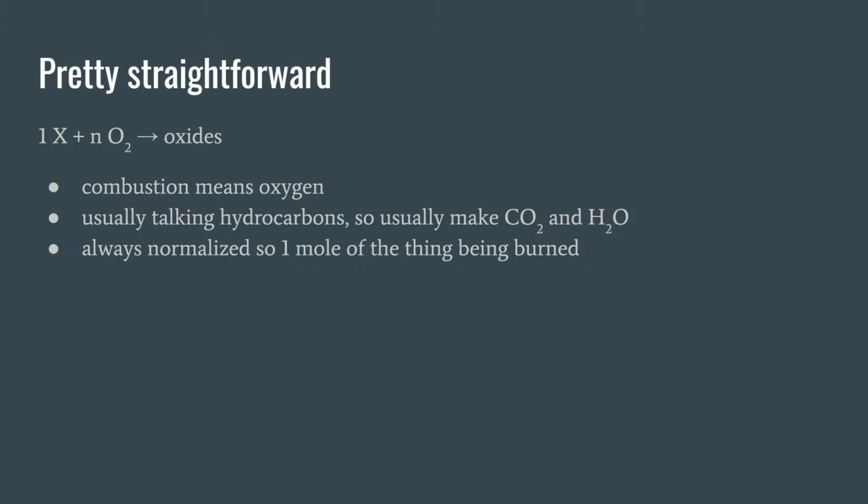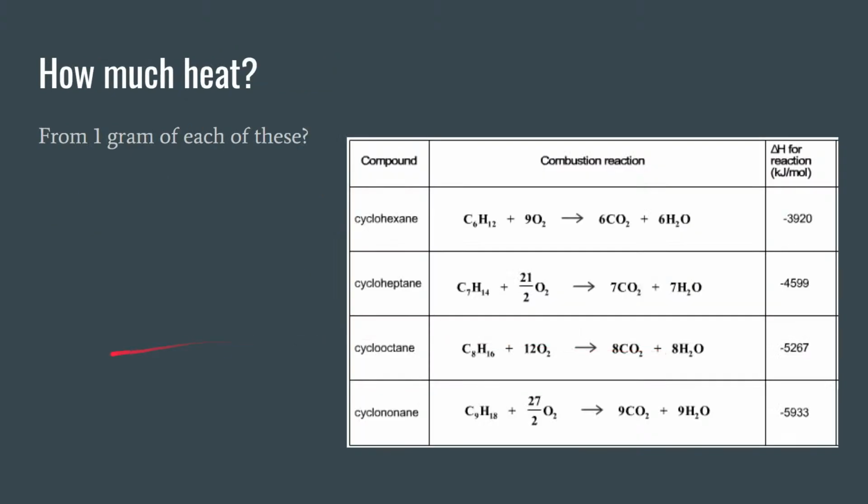So we're going to get more fractions for these. And you'll get a table that looks like this. So 1 mole of cyclohexane plus 9 oxygen molecules makes 6 carbon dioxide and 6 water. 1 mole of cycloheptane plus 21 halves oxygen makes 7 CO2 and 7 H2O, and so on. And then we have an enthalpy of reaction for this, which is called the enthalpy of combustion.